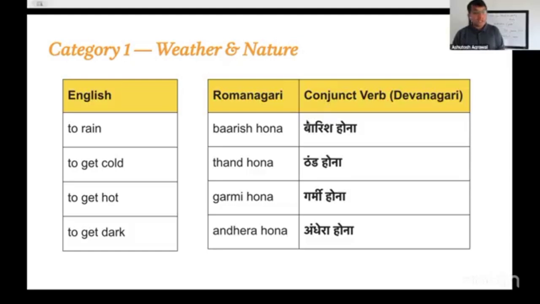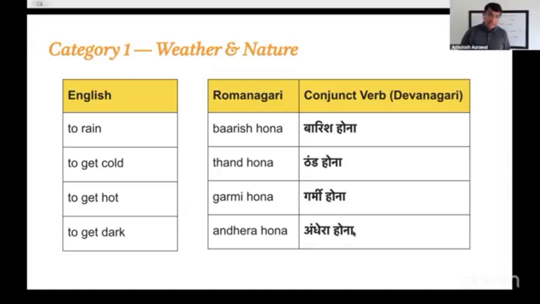So बारिश हो रही है. ठंड हो रही है. Remove the na, you put rahi. Garmi is also feminine, so you remove the na: garmi ho rahi hai. यहाँ गर्मी हो रही है. Similarly, अंधेरा, you remove the na and you put हो रहा है, masculine. अंधेरा हो रहा है.